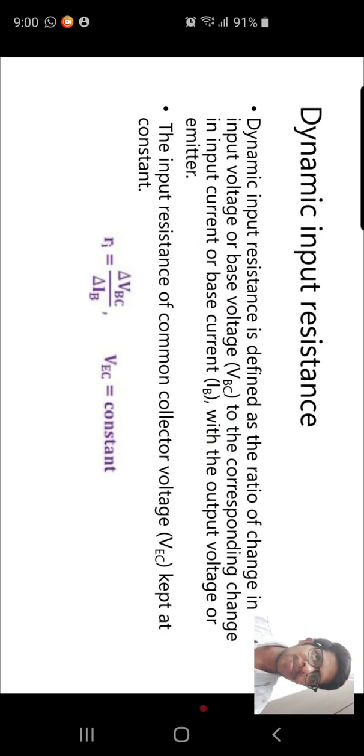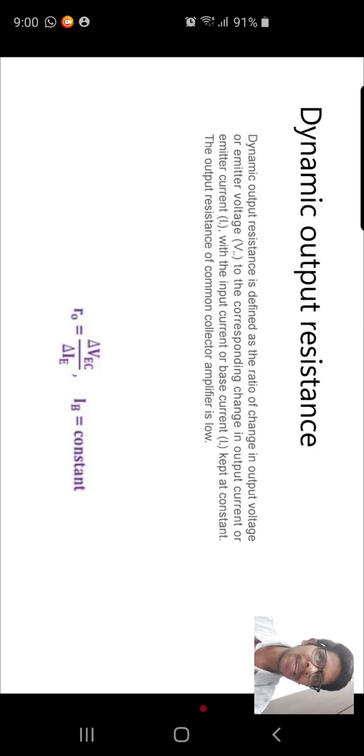Let us discuss about input resistance. Input resistance is defined as the ratio of change in input voltage, base voltage VBC, to the corresponding change in input current, base current IB, while the output voltage, the emitter voltage VEC, is kept constant. RI is equal to delta VBC by delta IB, with VEC constant.